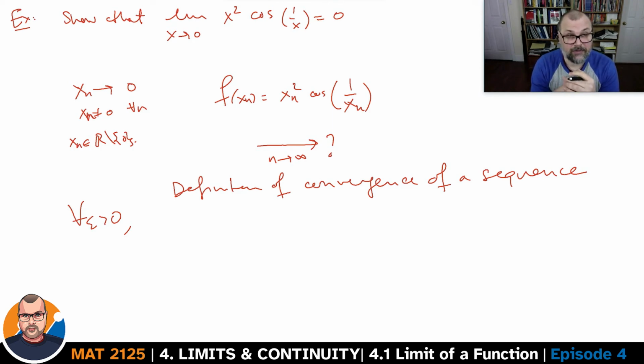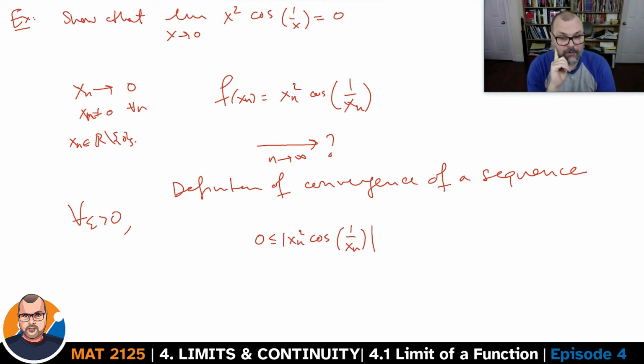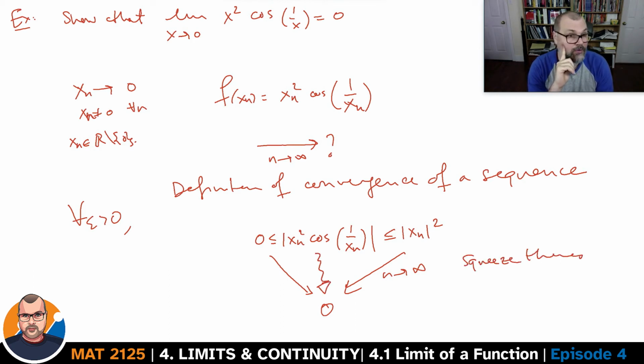I think you'll agree with me that xn squared cosine 1 over xn is stuck between 0, absolute value, and xn squared. Now this, when n goes to infinity, goes to 0 because you've picked sequences xn that go to 0. And 0 goes to 0, and you don't have a choice. What's inside here, by the Squeeze Theorem, has to converge to 0 in absolute value. If it converges to 0 in absolute value, it converges to 0 without the absolute value.